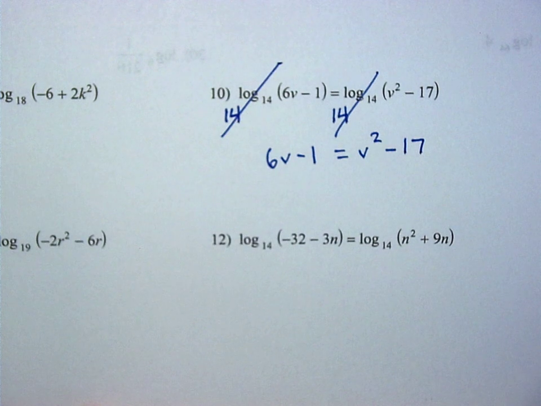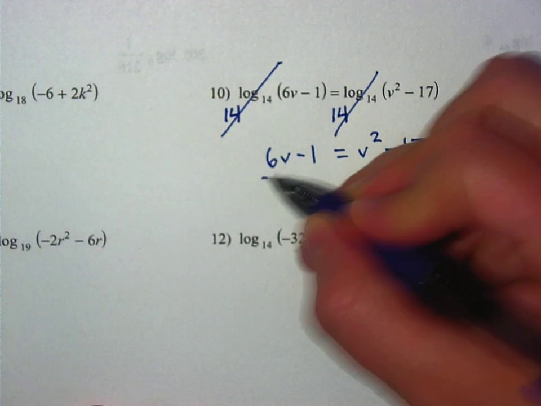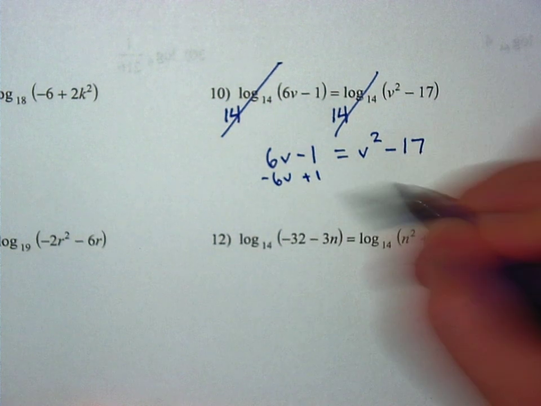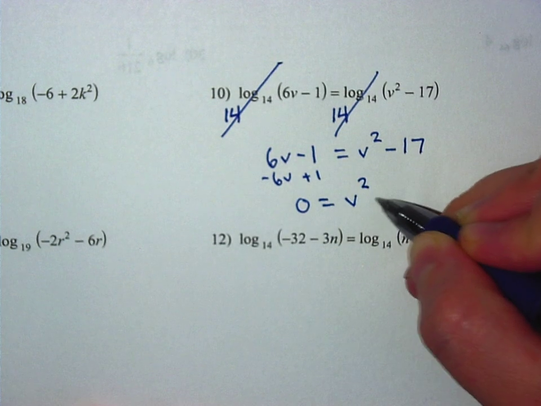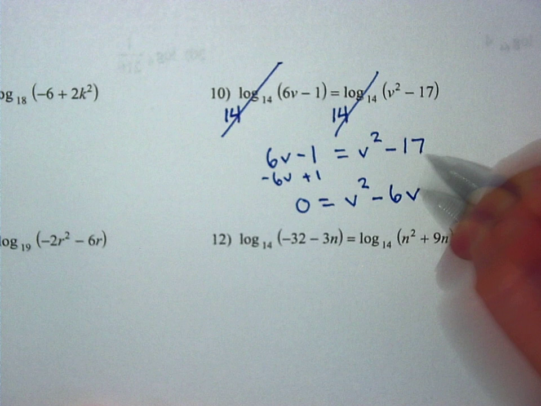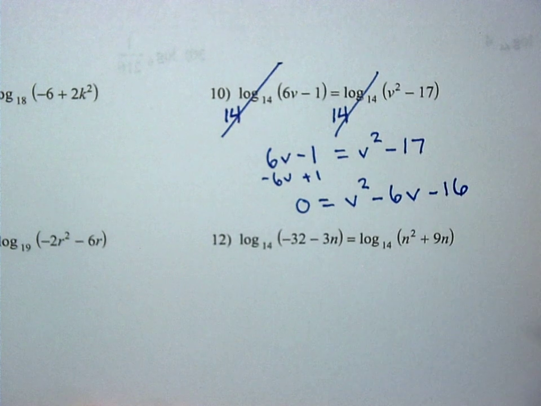How do I solve this when there's a v squared involved? Quadratic formula, yeah. So now I'm going to subtract 6v and add 1 to get it to the other side. That's 0 equals v squared minus 6v, and then what? Negative 17 plus 1, negative 16? 8 and negative 2. 8 and negative 2?